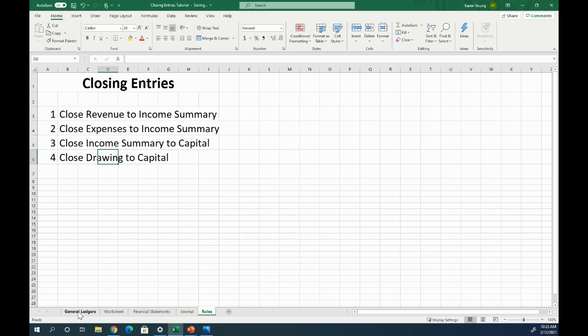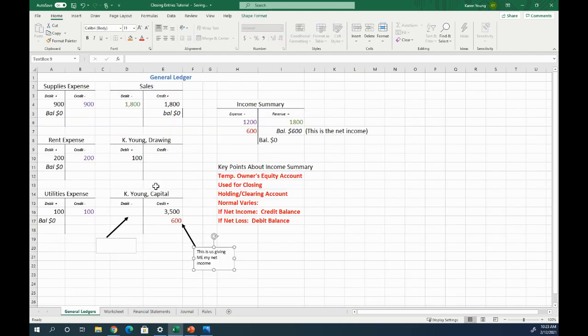I'm going to go back to my general ledger. I'm going to find my drawing account, which is right here. The only way to close it is to credit drawing for $100. This would make this account closed out, zero, ready to start tracking all over again. If I made a credit to drawing, I need to make a debit to capital. So this $100 here, this is my withdrawals.